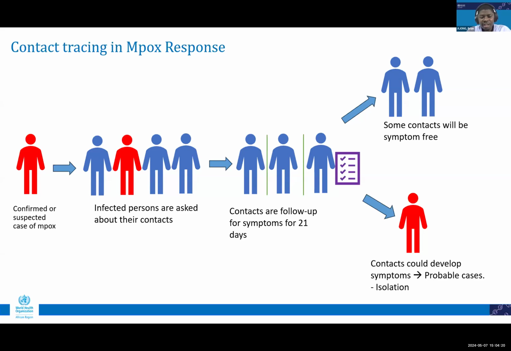So when we have a confirmed case, we are actually supposed to do contact listing. So list all the possible contacts which the person would have had while they were infectious, and follow up those contacts for 21 days.